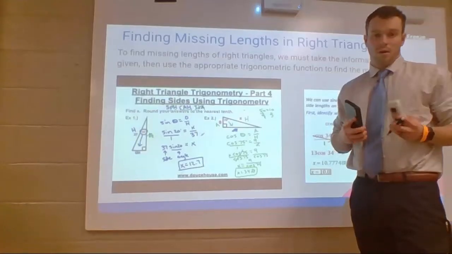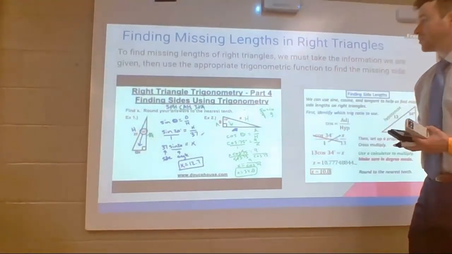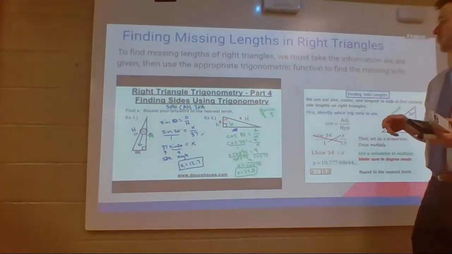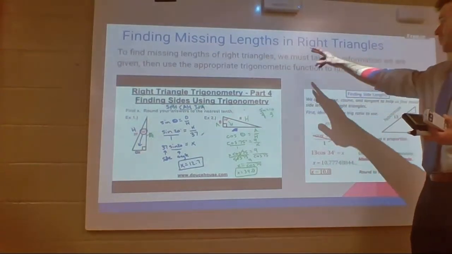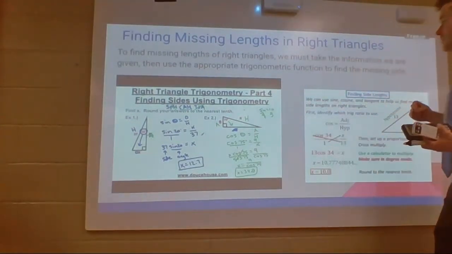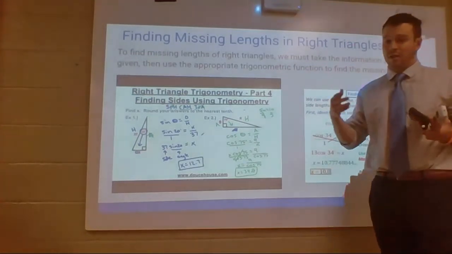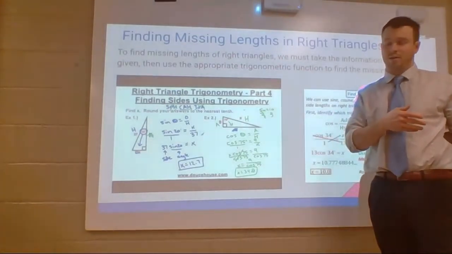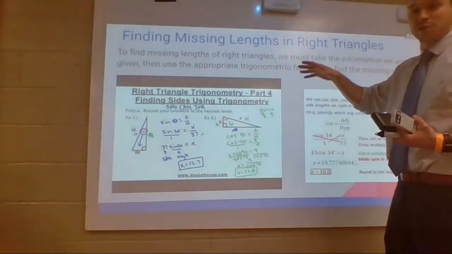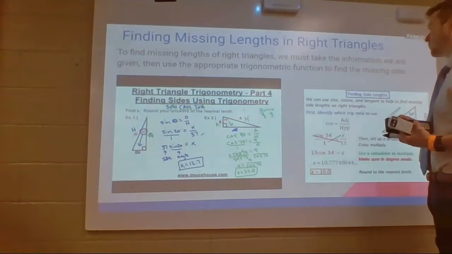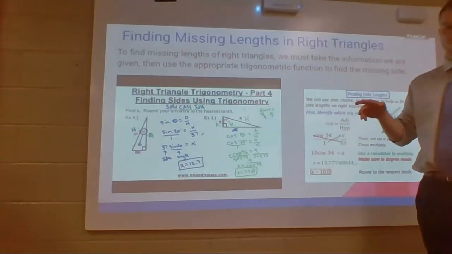Let's get going. Alright scholars, like I said, you will need your calculator for this, so make sure you have it. What we're going to do is find missing lengths in right triangles, and we're going to use trig ratios to do that. So in order to do this, you might want to write this down here. To find missing lengths of right triangles, we must take the information we are given. So you're going to be given the measure of an angle and also the length of one side. Then after you identify the information you're given, you're going to use the appropriate trigonometric function to find the missing side.